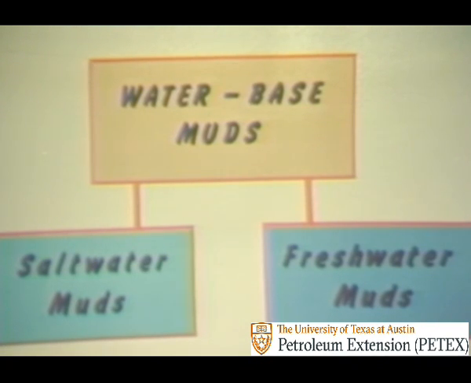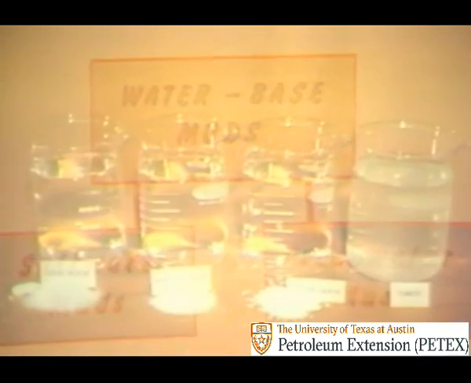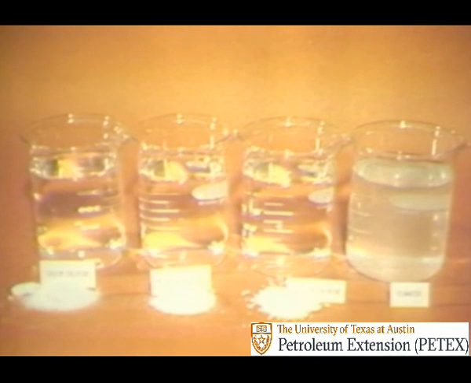Now let's get some general facts about water-based muds. Basically, there are two types of water-based muds: saltwater muds and freshwater muds. A saltwater mud is a mud whose water phase has one or more different kinds of salt dissolved in it. Some of the salts are sodium chloride, table salt, potassium chloride, calcium chloride, and seawater, which has many different salts in it.